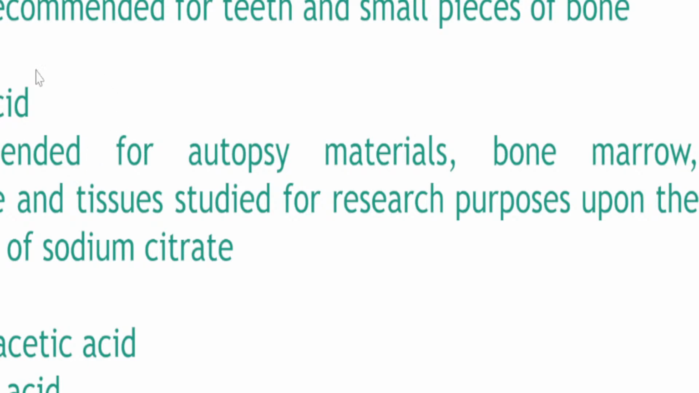Formic acid can be used as well. It's recommended for autopsy materials, bone marrow, cartilage, and tissues studied for research purposes upon the addition of citric acid. We could also use trichloroacetic acid, sulfurous acid, and chromic acid. Special attention to chromic acid because it's not only used as a fixative, but it's also used as a decalcifying agent. What do we call this one? If it's used as a fixative and as a decalcifying agent, it is known as a universal solution. You might come across this terminology. It's a universal solution.